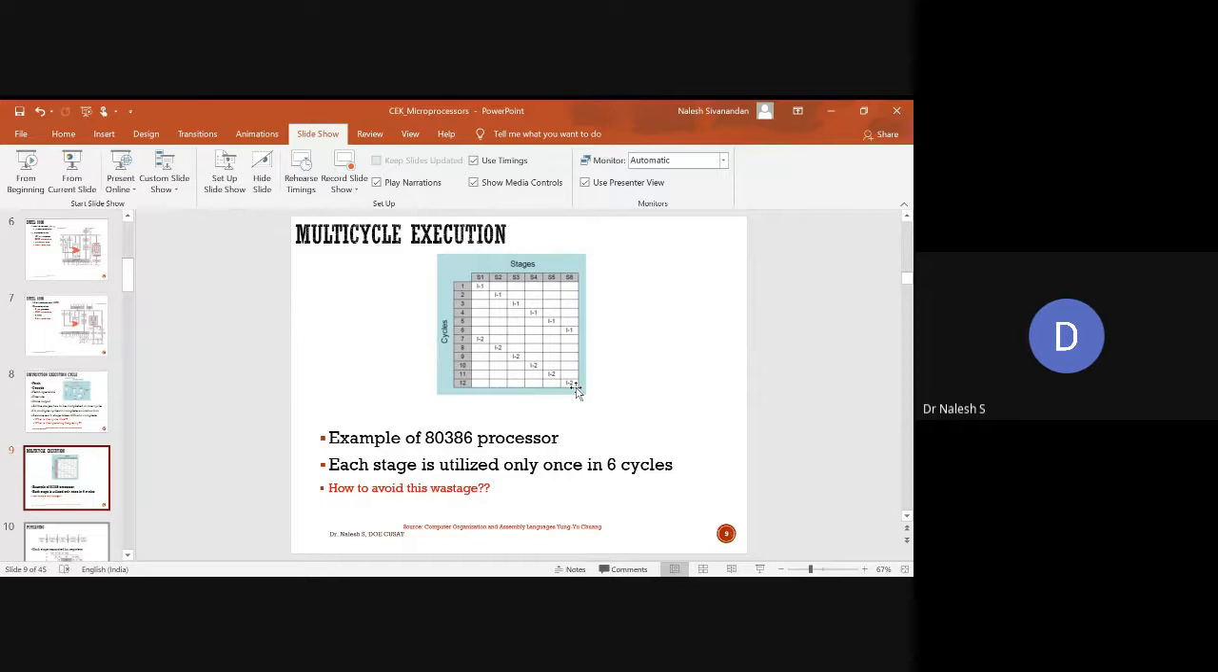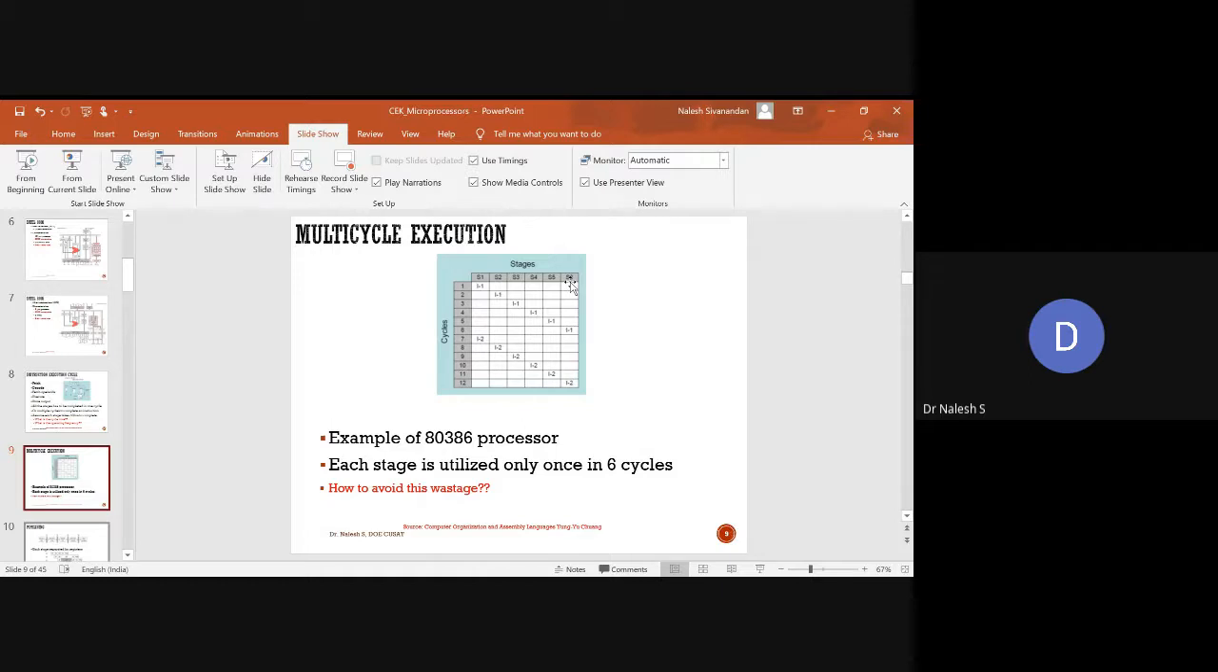But the problem here is that each of these stages is utilized only once in every 6 cycles, which means all the other time it is just lying there. And you need 6 cycles to complete the instruction, which means your execution time will be the time period times 6. So your execution time is high, but your resources are just lying idle.